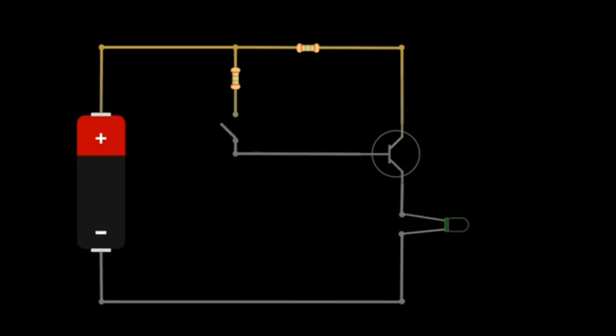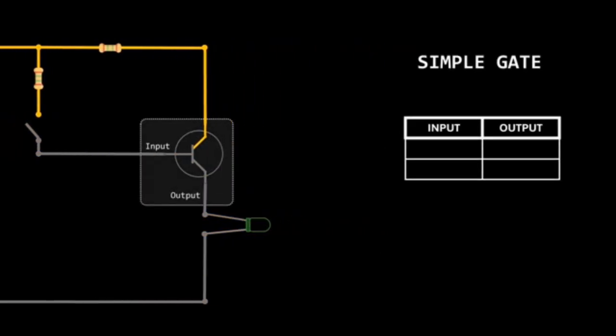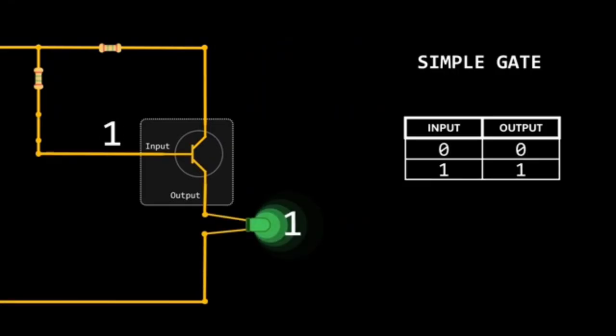In this example circuit, we are using a transistor to turn on and off an LED. By utilizing the base terminal as an input and the emitter terminal as an output signal, we can mimic the input signal with a switch and visually represent the output signal with the LED. Let's dub this a simple gate. In a simple gate, when the input is 0, the output is 0. When the input is 1, the output is 1.